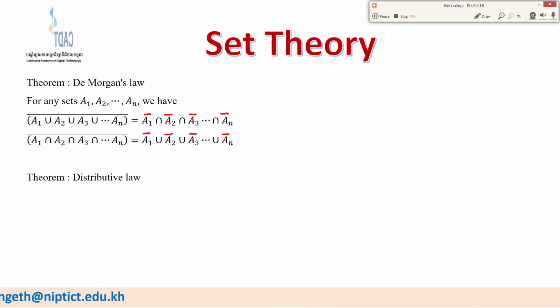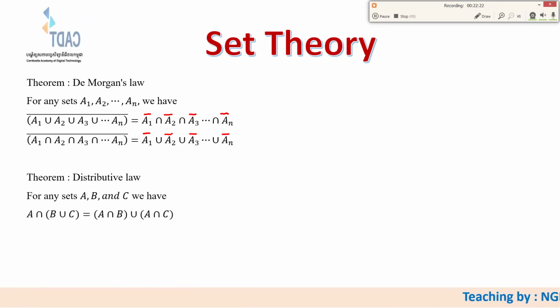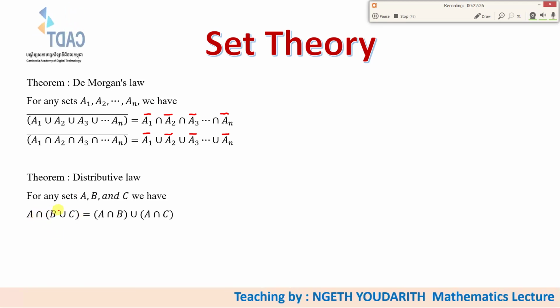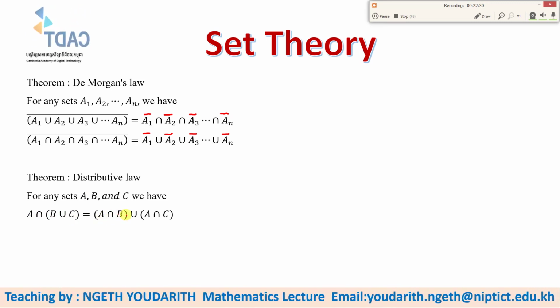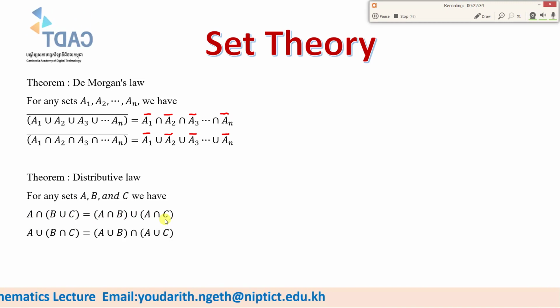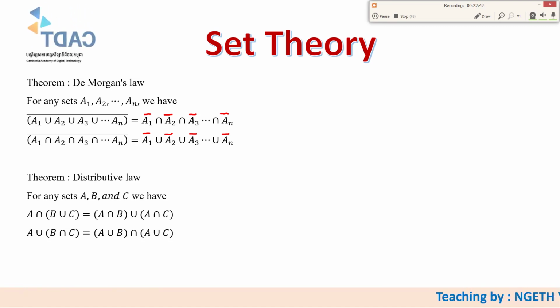And the distributive law. If we have A intersect B union C, it is equal to A intersect B union A intersect C. Also, A union B intersect C is equal to A union B intersect A union C.